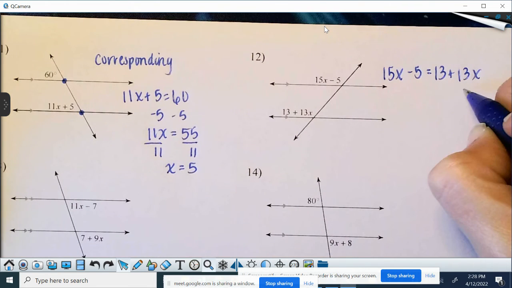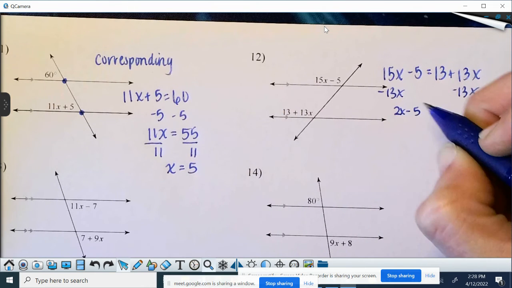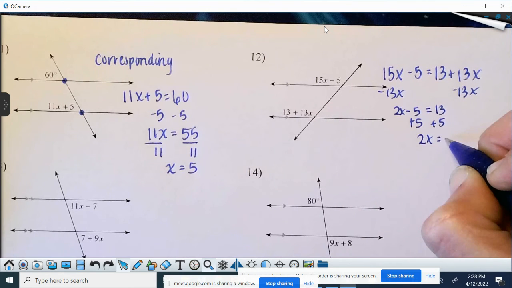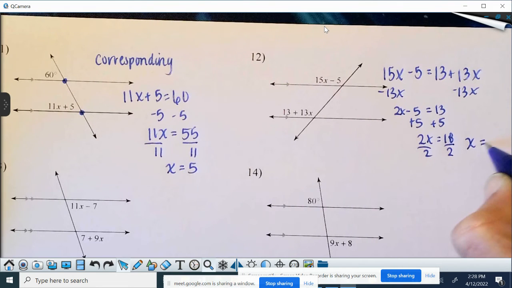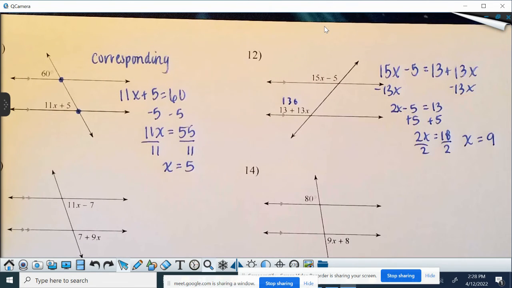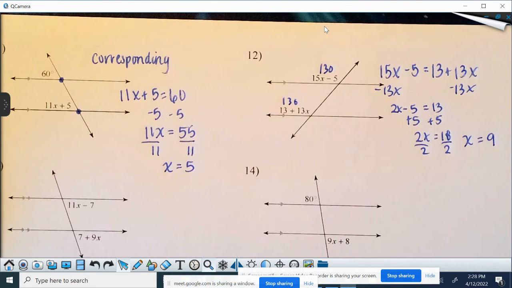So if I subtract 13, add 5, so 2x equals 18, divide by 2, x equals 9. You can check it, so 13 times 9 plus 13 is going to be 130. 15 times 9 minus 5 gives us 130 as well. So that means our x is 9, is correct.